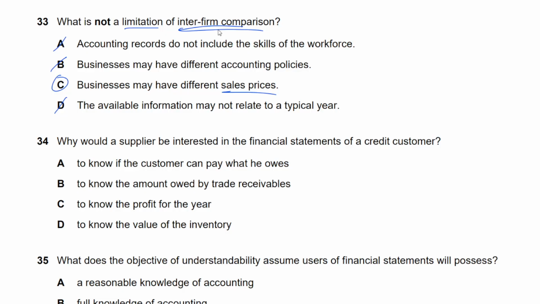We can just calculate some ratio. We can calculate margin and markup and then compare those. So different sales price is inevitable. Every business might have different sale price of different products. That does not mean we cannot compare their financial statements, right? All other options, I think most of you can easily recognize that these are problems with comparison. So cancel those, and this is not a problem with comparison.